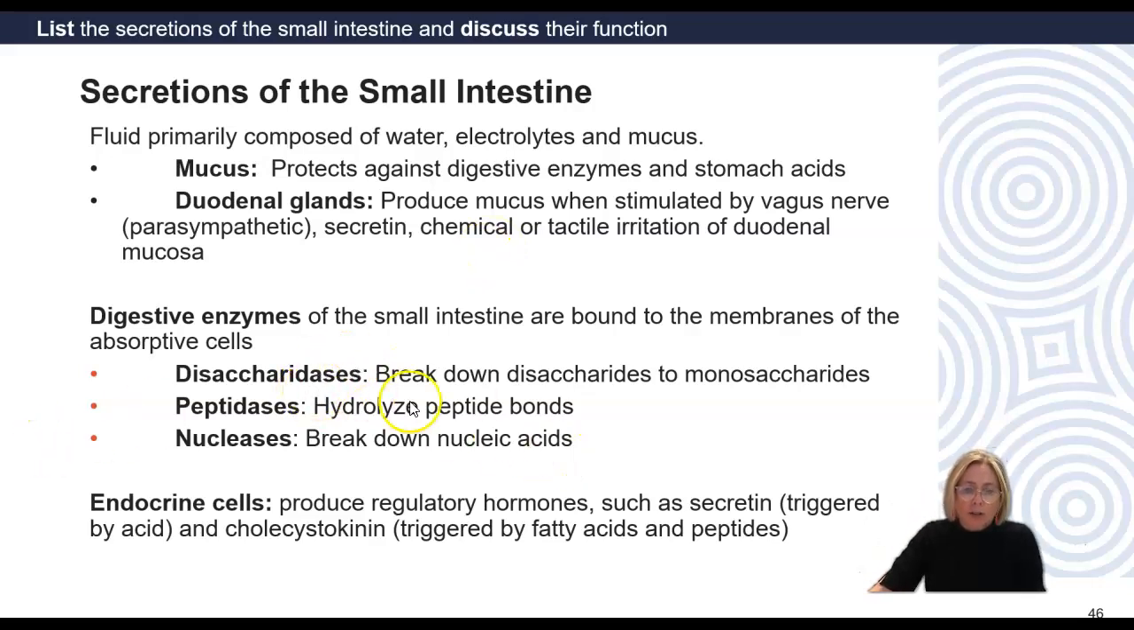Disaccharidases, a hard word to say, break down disaccharides to monosaccharides, and then they're ready to be absorbed. Peptidases hydrolyze peptide bonds to form dipeptides, tripeptides and amino acids, and then nucleases break down nucleic acids. Endocrine cells produce regulatory hormones, as I've mentioned, such as secretin and cholecystokinin.